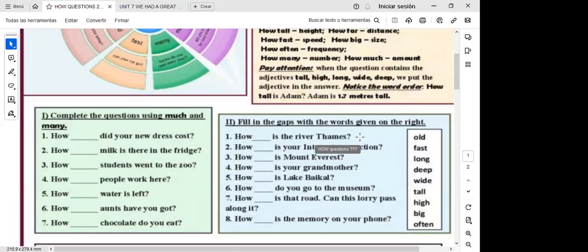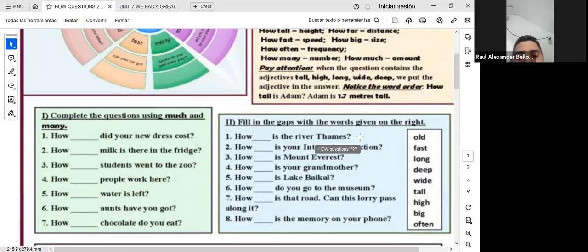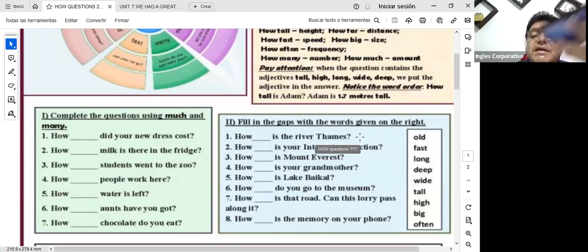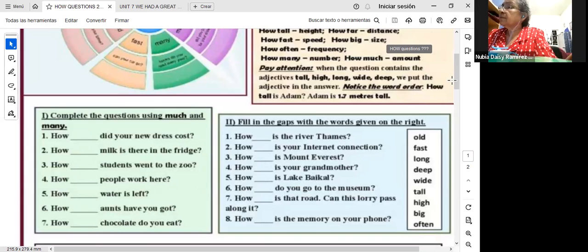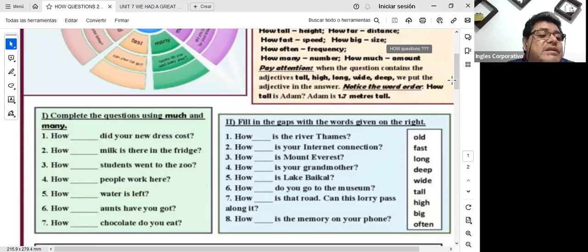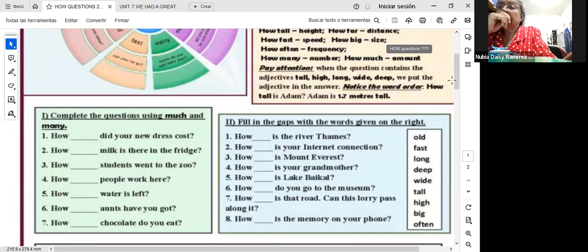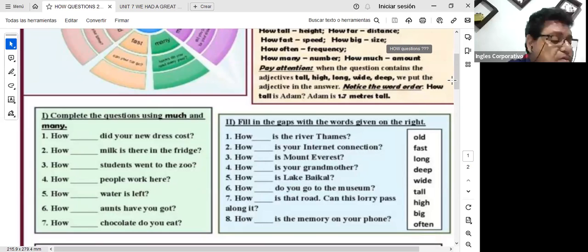Number 2, how fast is your internet? Okay, your internet connection, yes. How fast? Oh, you say my internet is very fast. It's 50 megabytes, 30 megabytes, very fast. Okay? How fast is your internet connection? It's not difficult at all. You got it. Do it now.